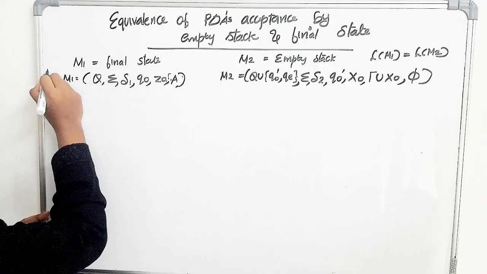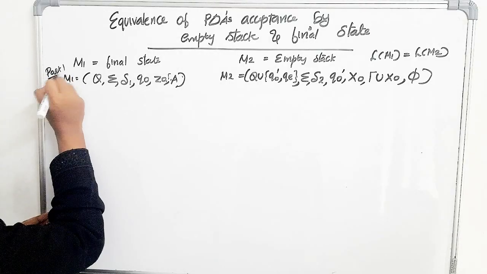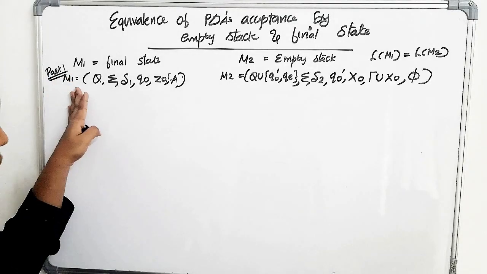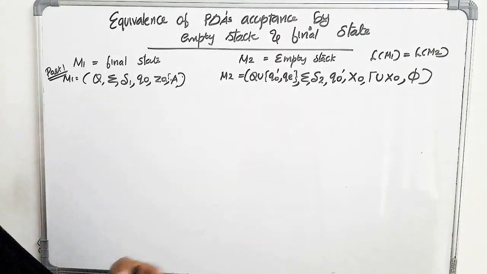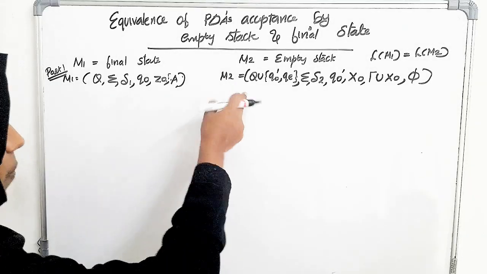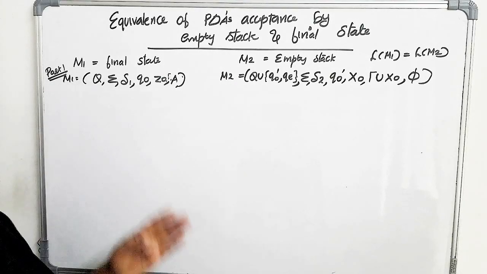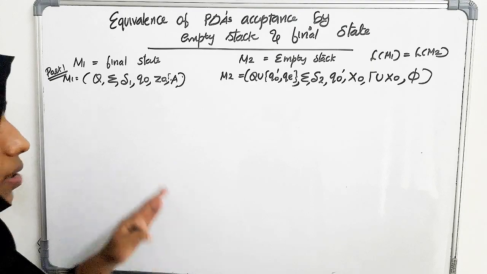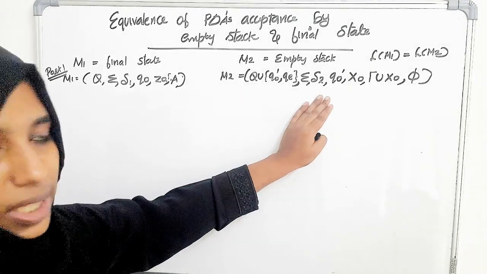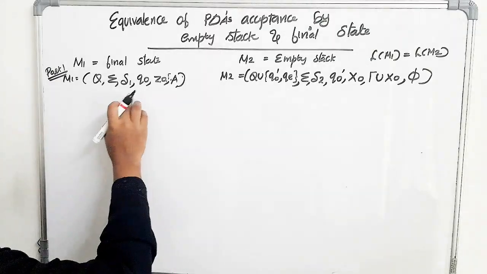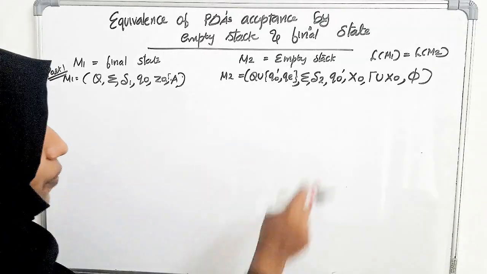See, in part 1 what we are trying to do is prove that if M1 accepts a string, M2 will also accept it. And in part 2 we will do the reverse. That is, if M2 accepts a string, M1 will also accept it. So we are doing the proof in two different parts. So this is part 1. That is, if M1 accepts a string, M2 will also accept it. So these are the tuples for M1 and M2.